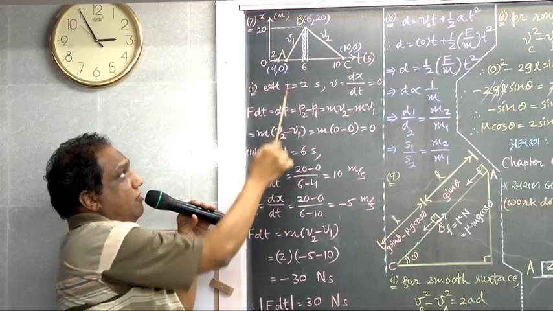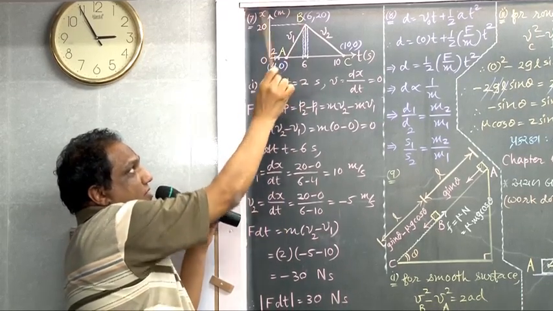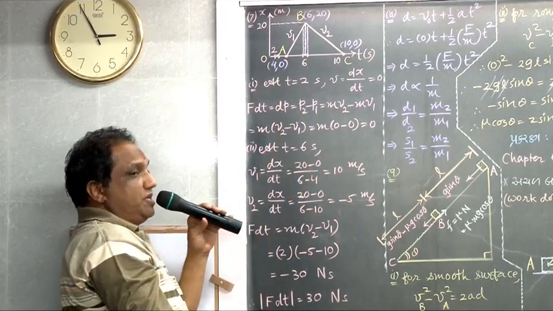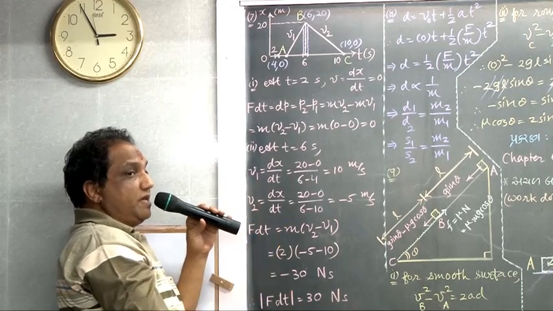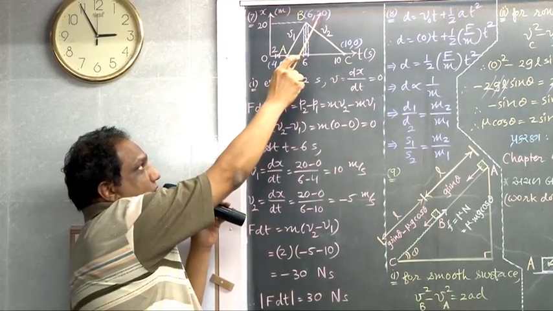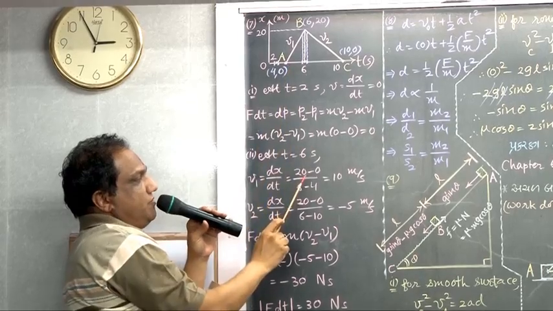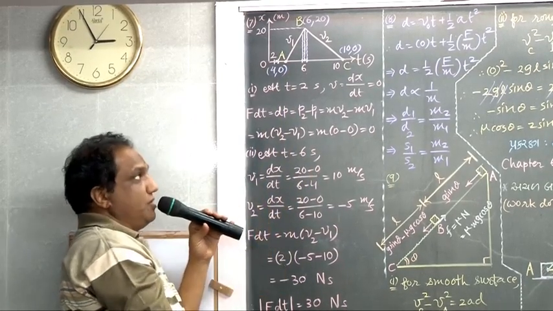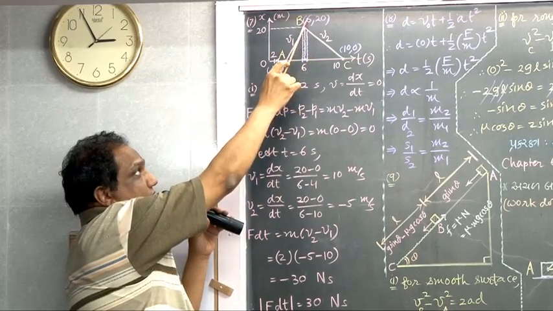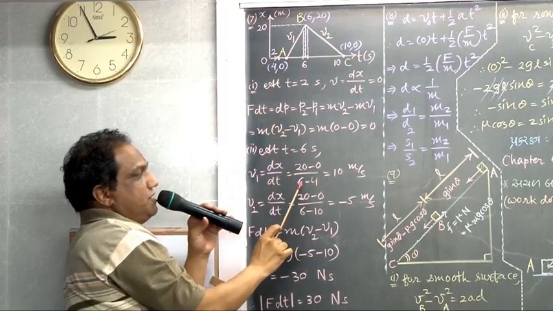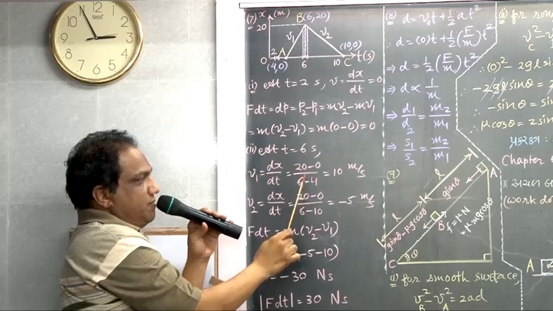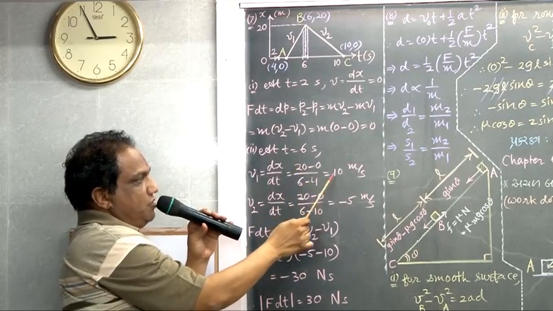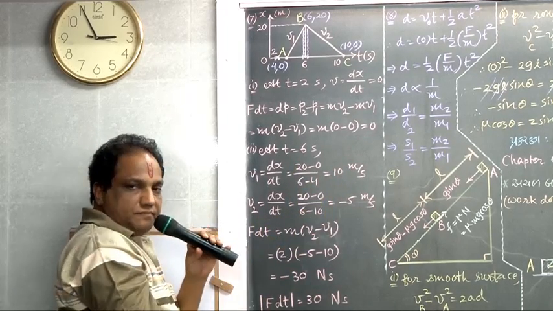Now for part AB of the graph, what is the slope? Change in y coordinates divided by change in x coordinates. Change in y coordinates is 20 minus 0, divided by the corresponding change in x coordinates, 6 minus 4. 6 minus 4 is 2. 20 upon 2 is 10 meter per second.